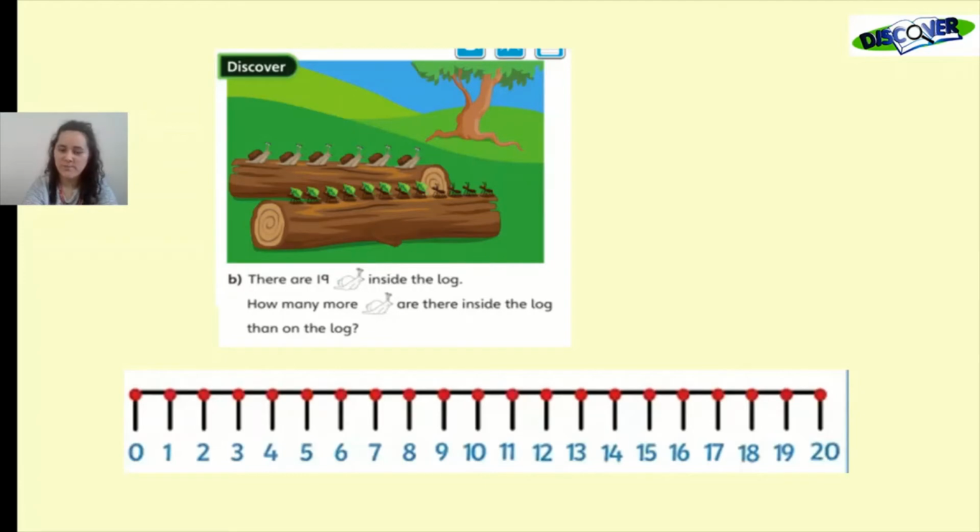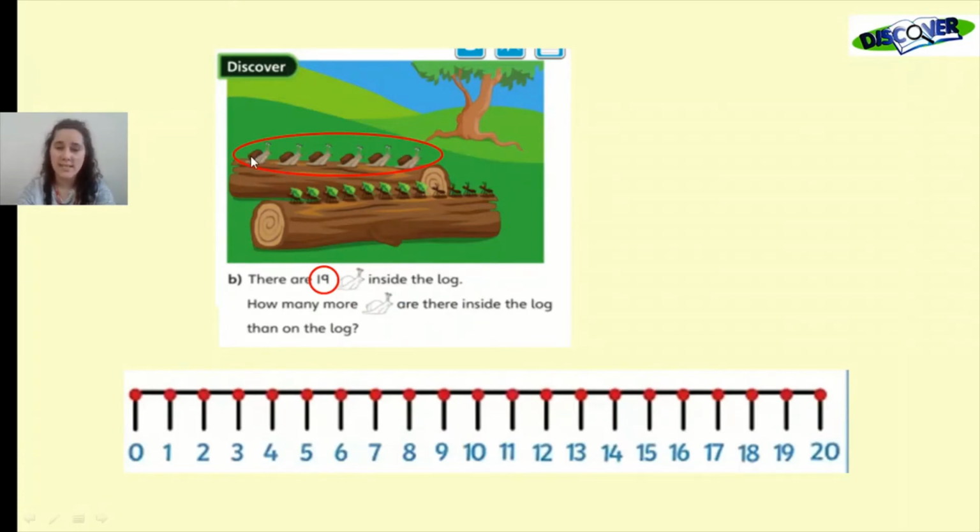Did you spot them? Fantastic. Let's check to see if you're right. So, in my question itself, it tells me there are 19 slugs inside the log. So I know that's important information that I'm going to use. Here is 19. Now, for the next number in our number sentence, we don't have a number in the question, so we need to use the picture to help us. And we're going to see how many slugs are on the log at the moment.